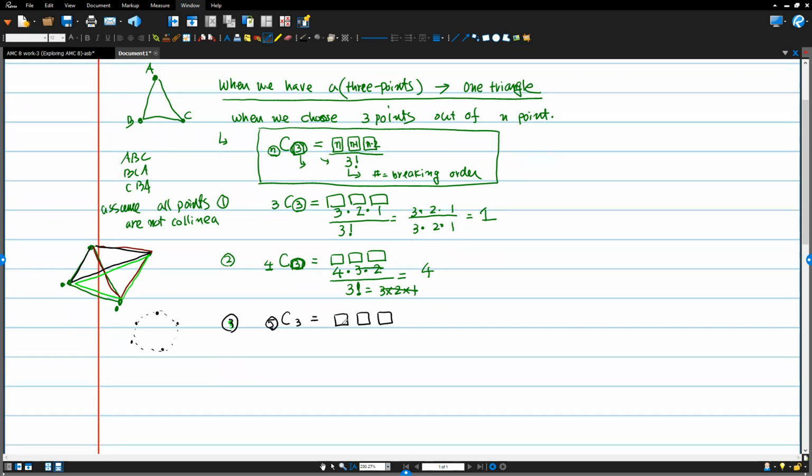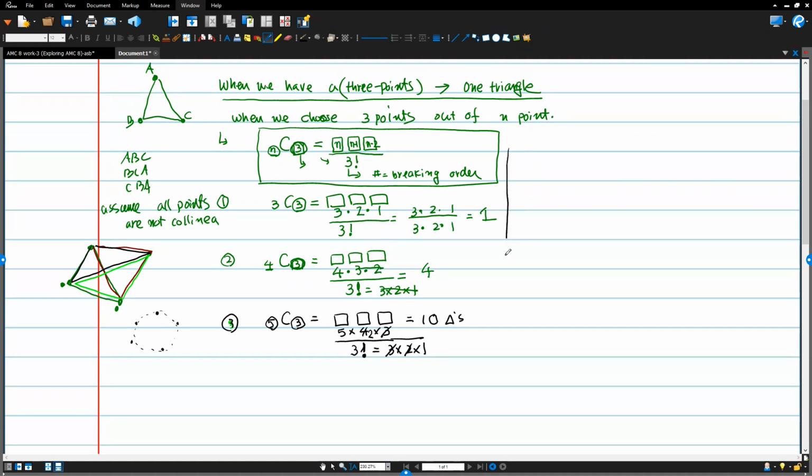So the first is a 5 choice, 5 times 4 times 3, and divide, breaking order. A, B, C and B, C, A, that's the same triangle. We need to break the order. 3 factorial is 3 times 2 times 1, which is 6. This 6 is canceled out. 4 divided by 2 is 2, the 2 is canceled out. So 5 times 2 is 10. We can create 10 triangles, right? A lot. It is okay. That is the number of triangles.